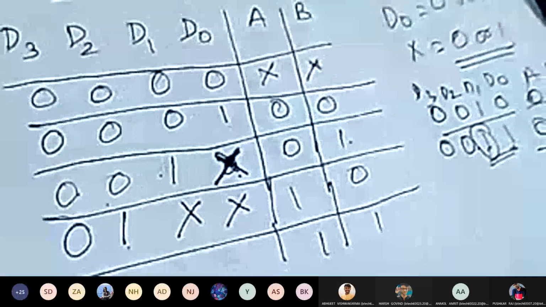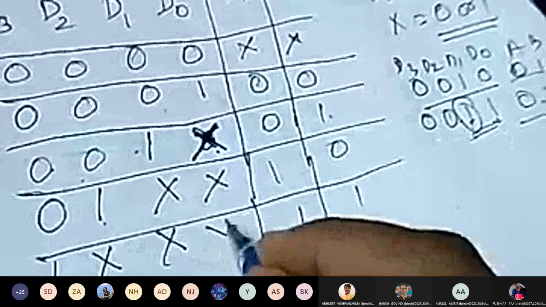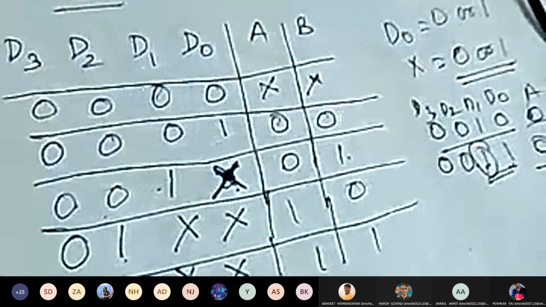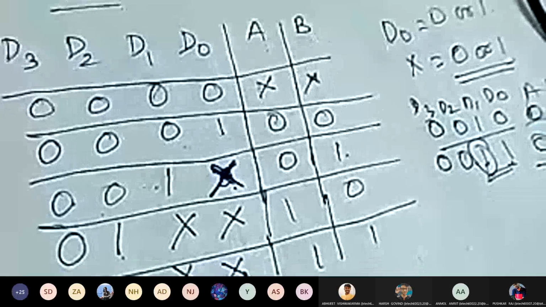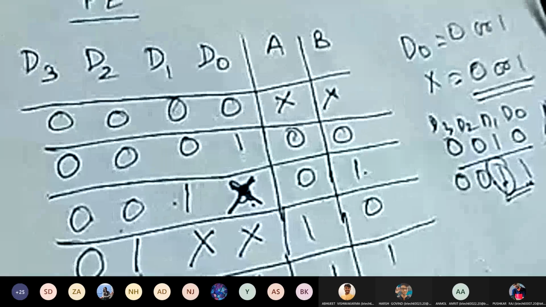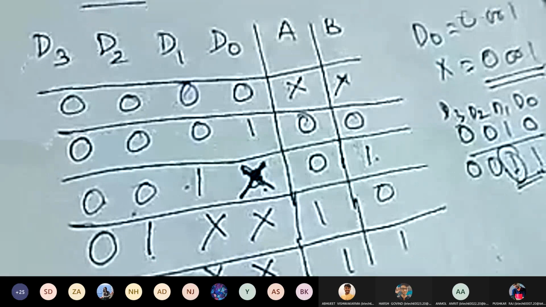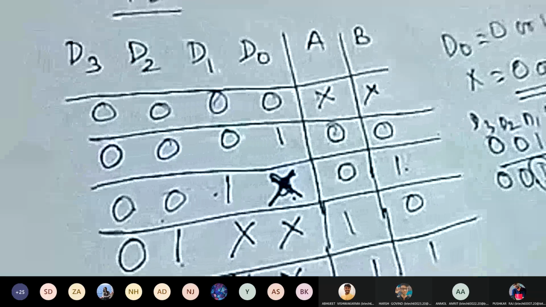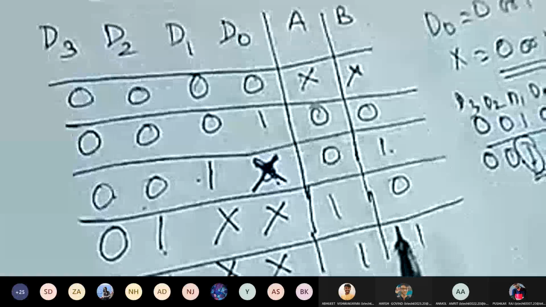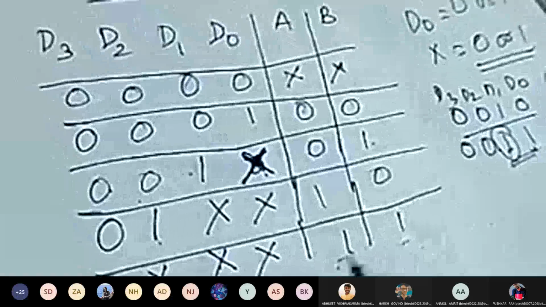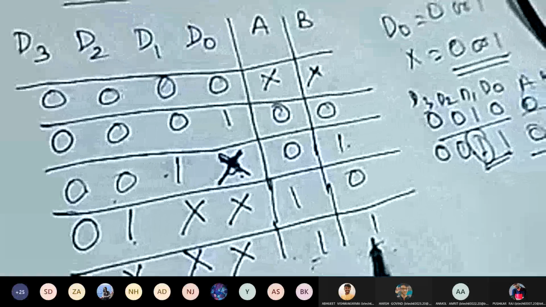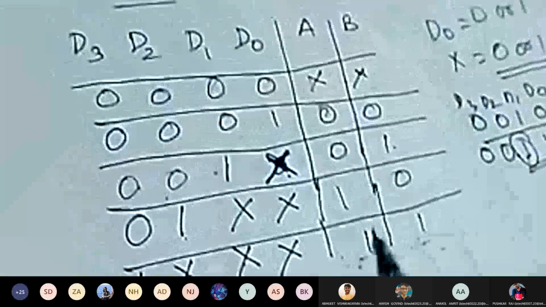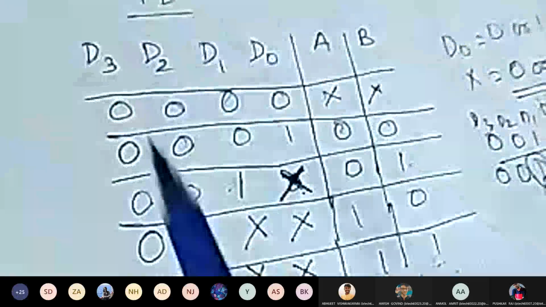Now, the last one, that is D3 is high and all are don't care. That means either D2, D1 and D0 is 0 or 1, no matters. You have to see that whether my highest bit is what. So my highest bit is D3 and it is 1. So we will accept that A is also 1 and B is also 1. Okay. Now this is your truth table for the priority encoder.